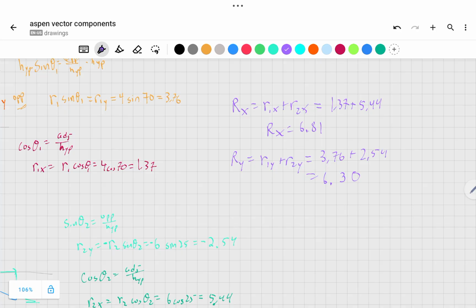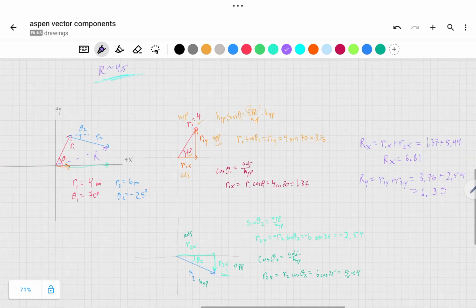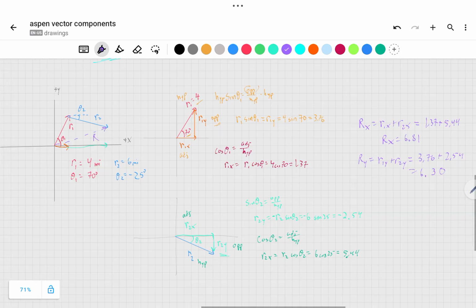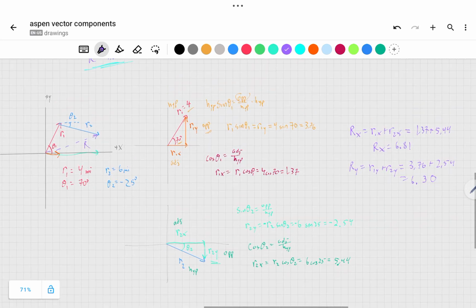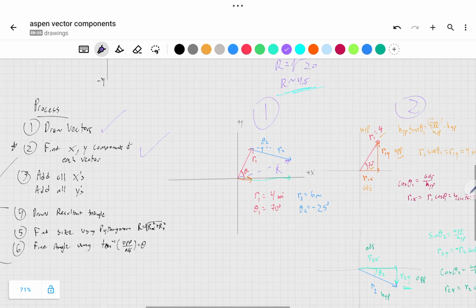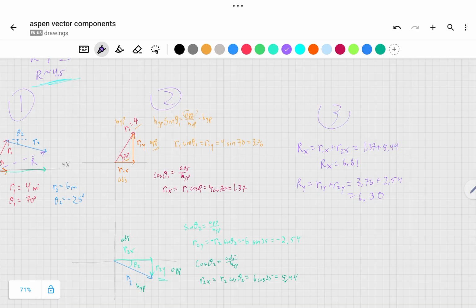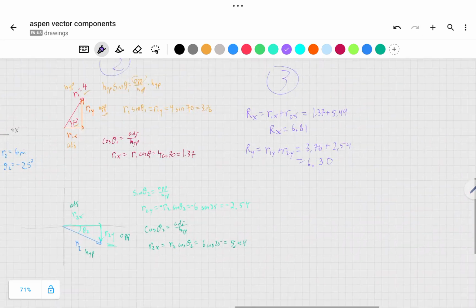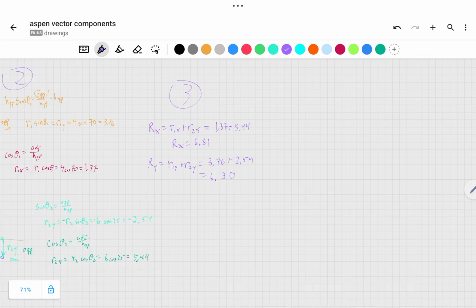Okay, so now that I've got this, if I go back to my checklist over here, so we drew the vectors, check. We found the x and y components of each vector. So this is the longest part, right? Like that's this part right here. So this is step 1, kind of like drawing it out. This is step 2, finding those components of every vector. And then this is step 3, where we added all the x and y's together. That's easy. And then step 4 is draw the new triangle. So let's draw a new triangle.